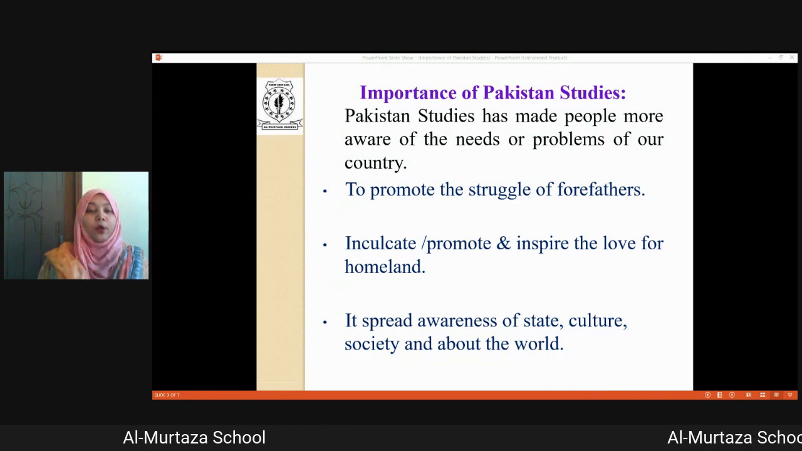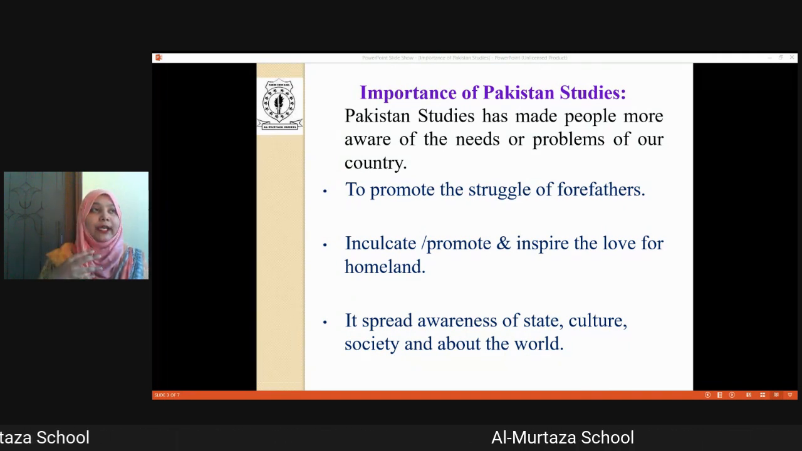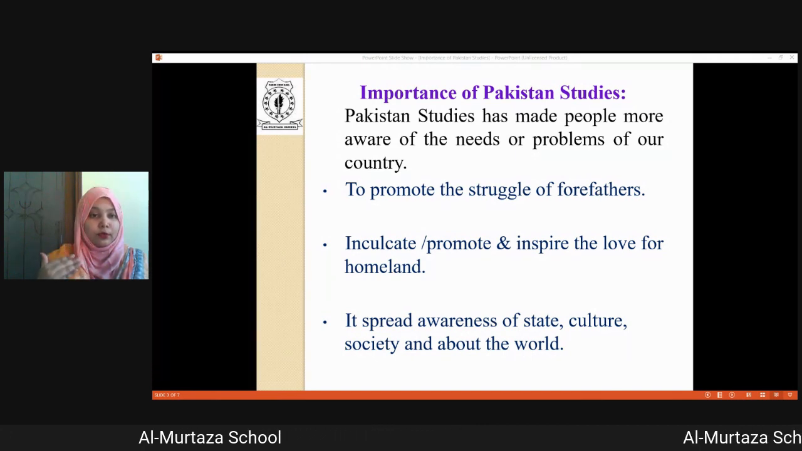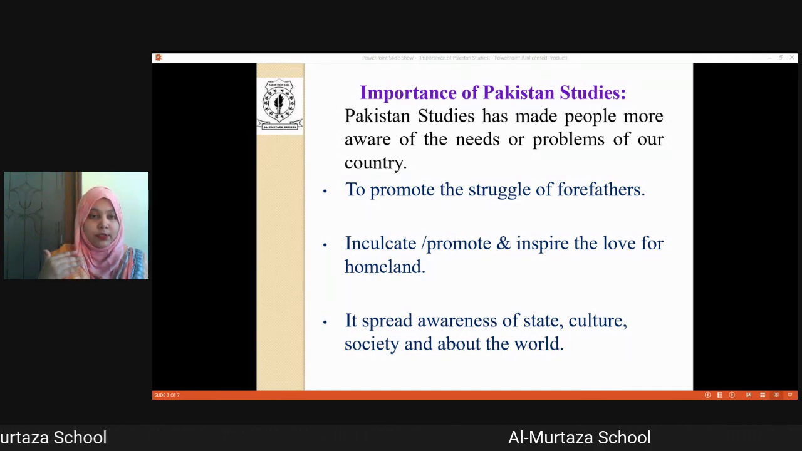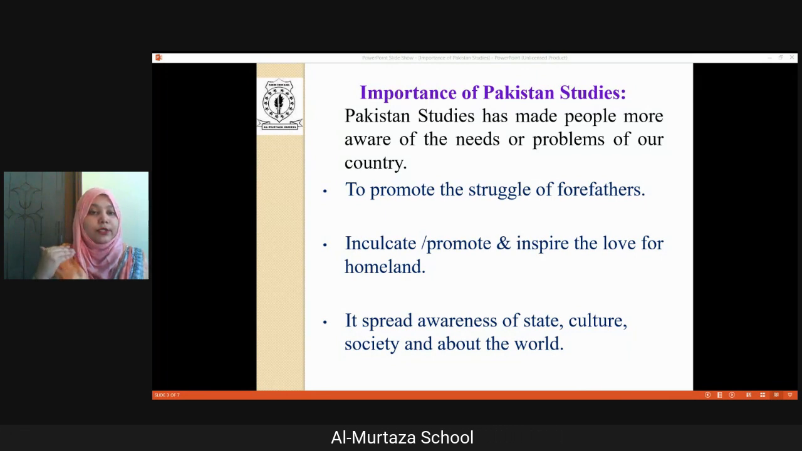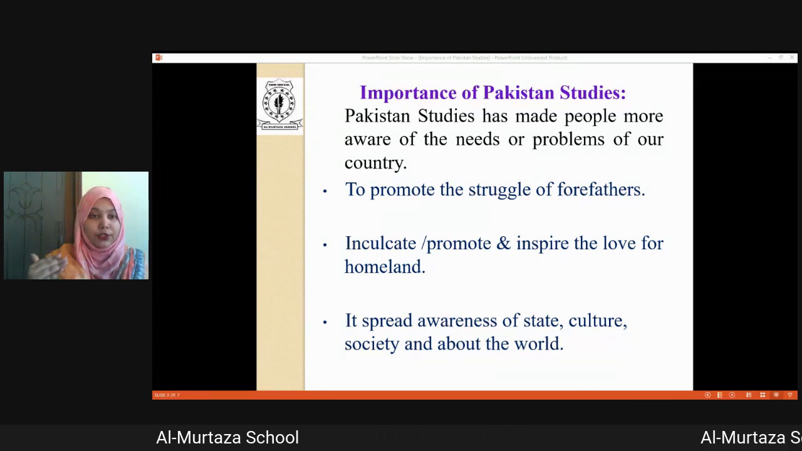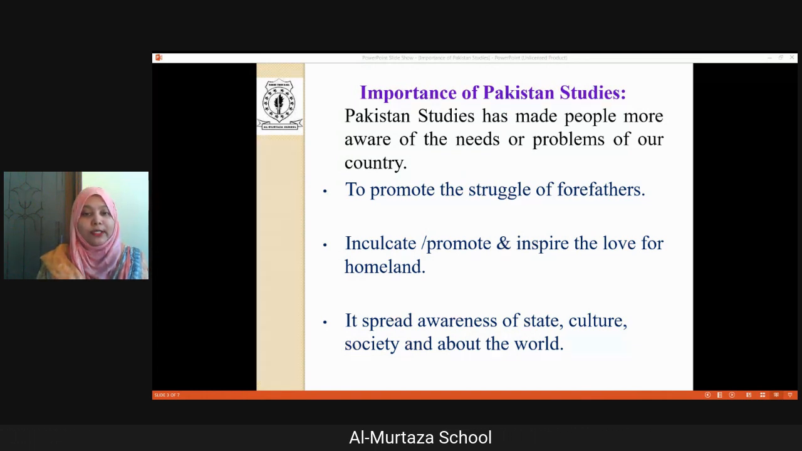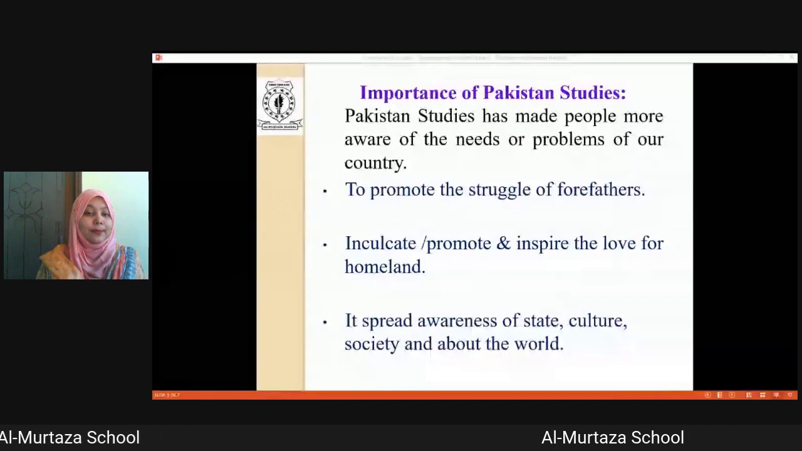Absolutely right. When you admire the struggle of your forefathers, then automatically you will love your homeland. You will love all of those citizens who are living in Pakistan. So it is very important to study history. It is very important to know all of these essentials. The third point is it spreads awareness of state culture, society, and about the world. Yes, it is absolutely right.